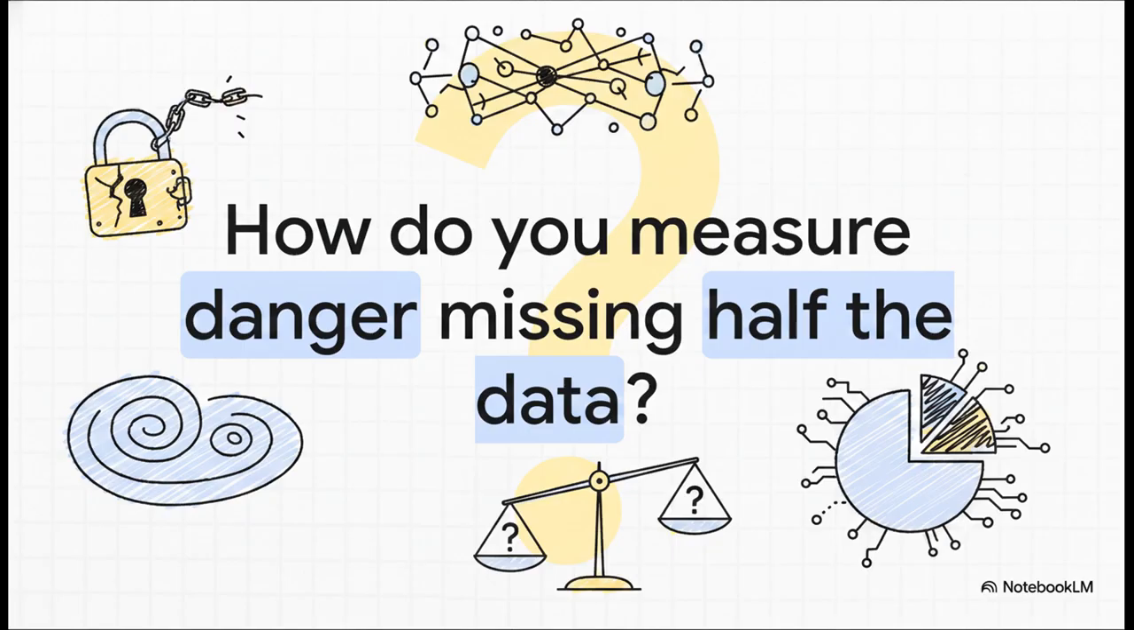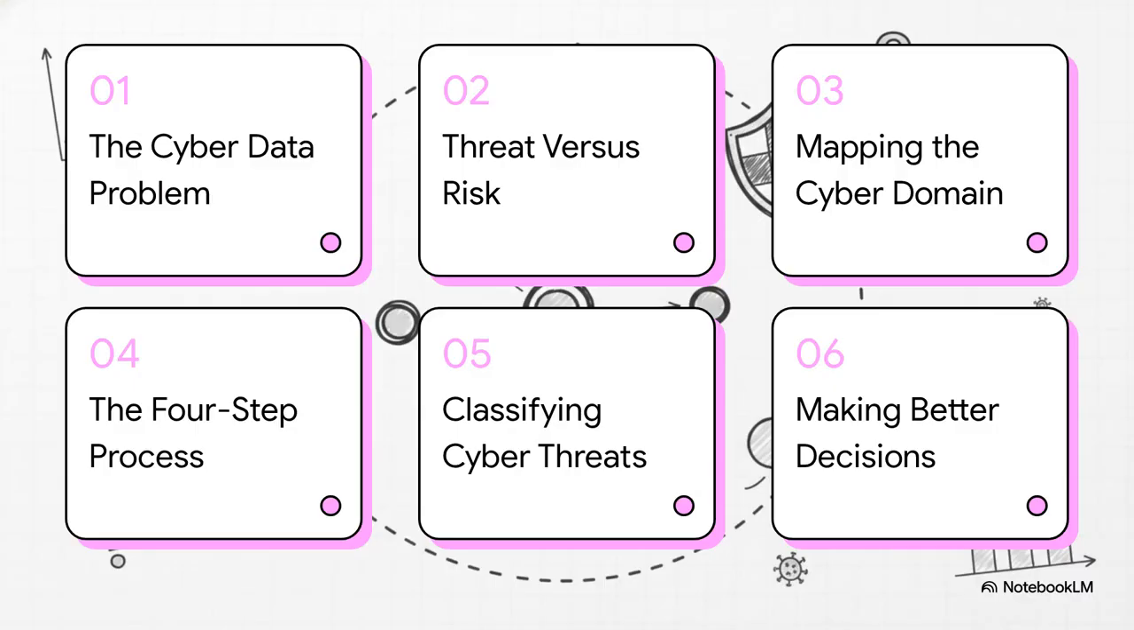They might not know every single vulnerability hiding in their legacy systems, or they might be completely blind to certain predisposing conditions. So what do you do? Do you just guess? Or do you find a new way to measure the danger using only the limited data you actually have? Well, here's our roadmap to figure that out.